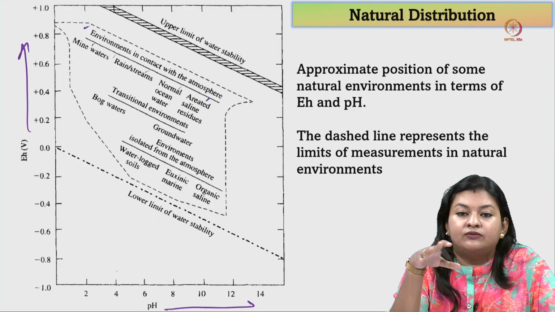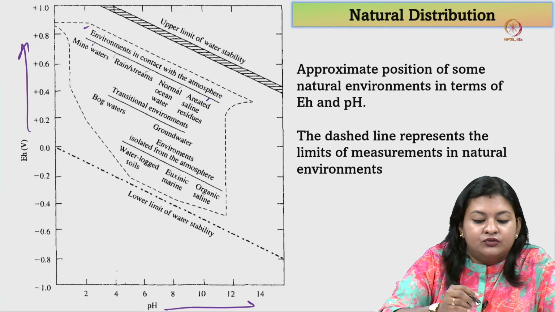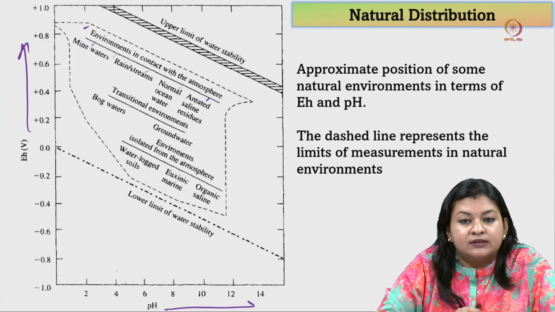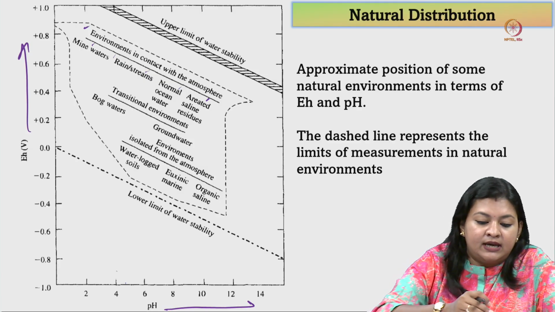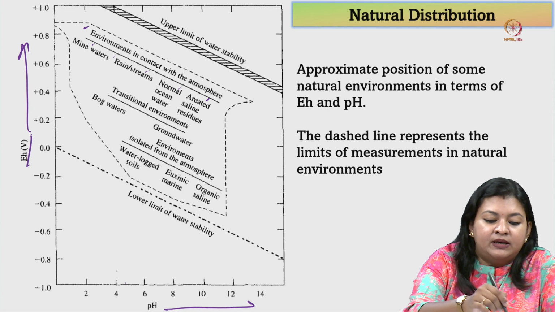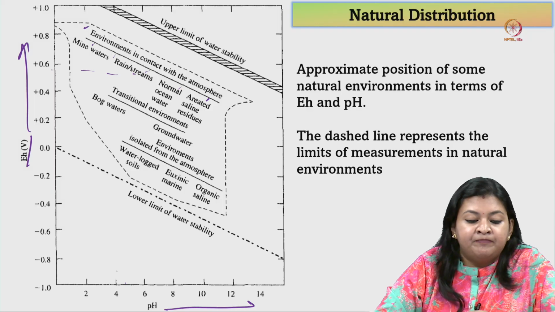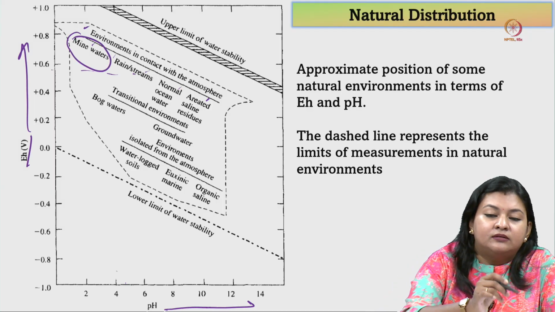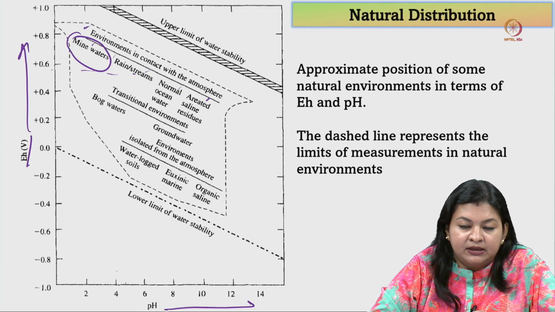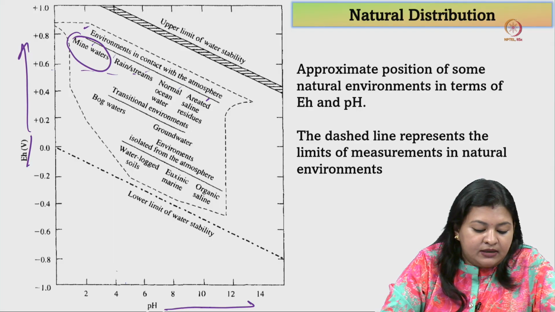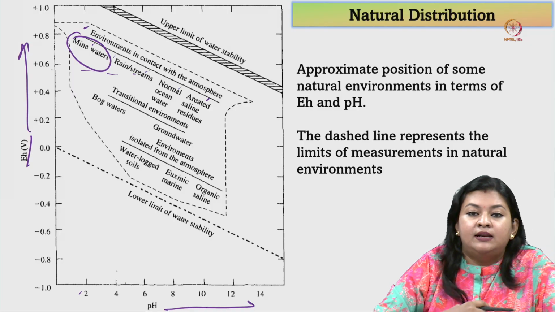Let us see the very common rains and streams. They are on the surface of the earth. Their pH is mostly circumneutral. Streams will be between 6 to 7.5, 8. Rain will be slightly acidic, 5 to 6. So, they are here and their EH values will be around this much. Mine waters can move into slightly more oxygenated conditions due to the interactions that are happening. They are slightly oxidized, but they are very acidic. So, they fall in the upper leftmost corner.